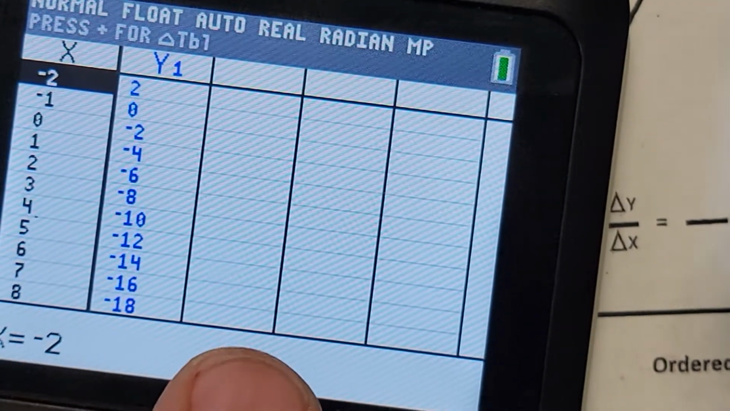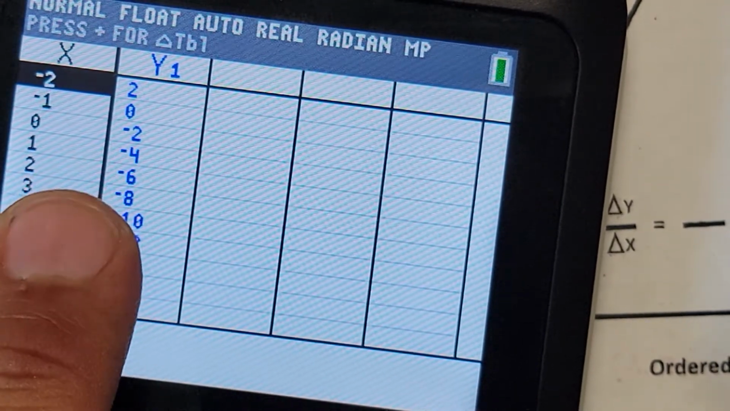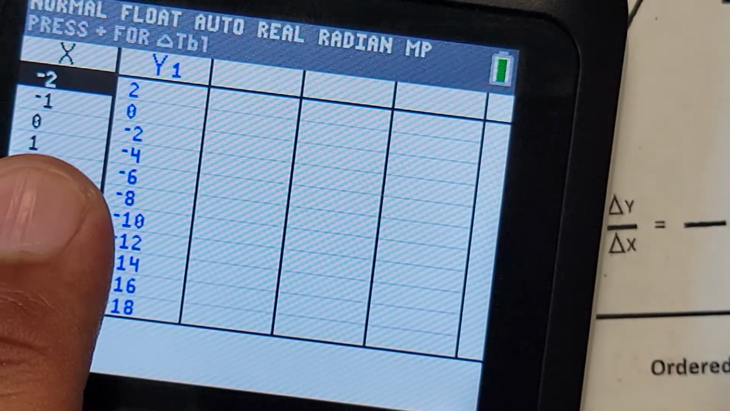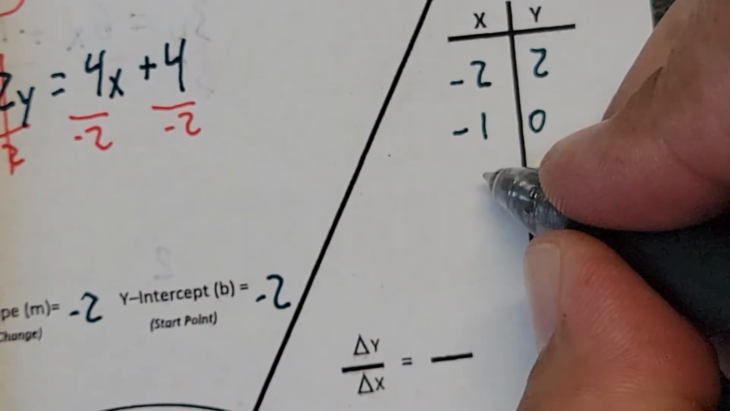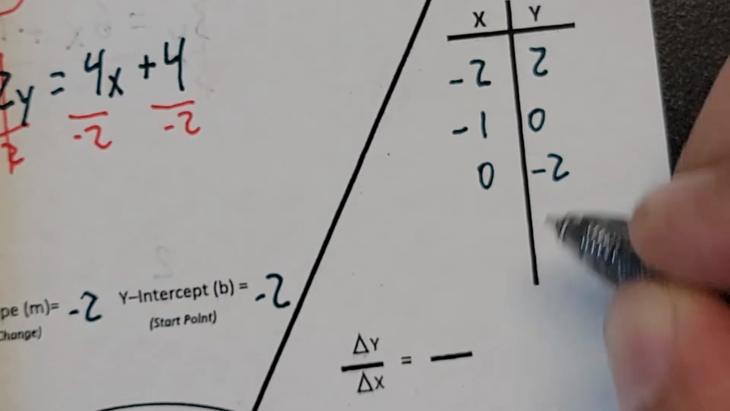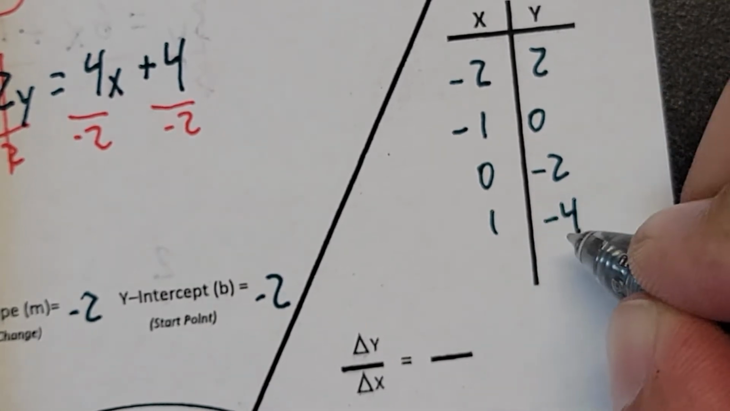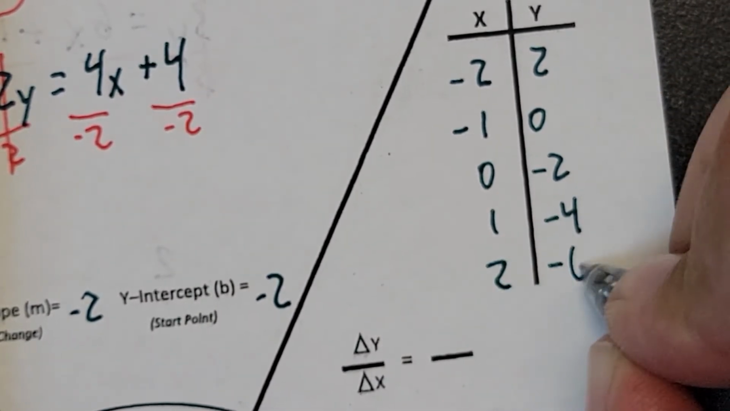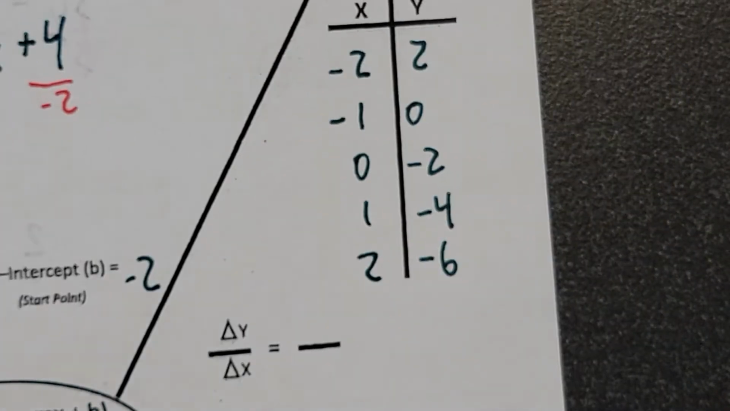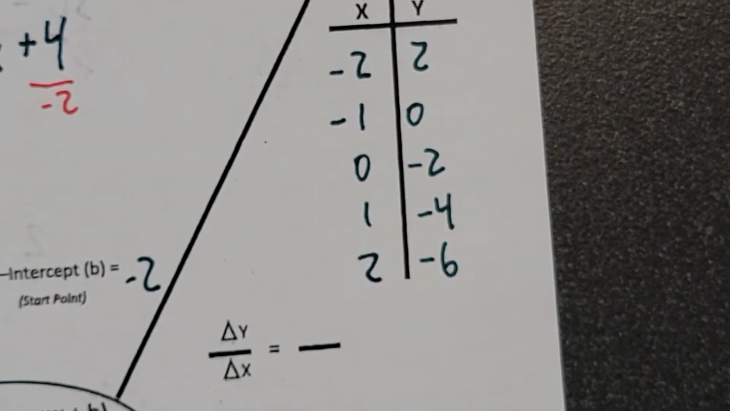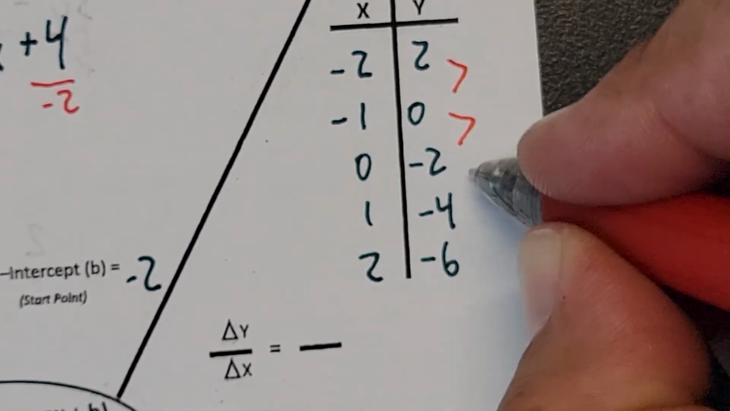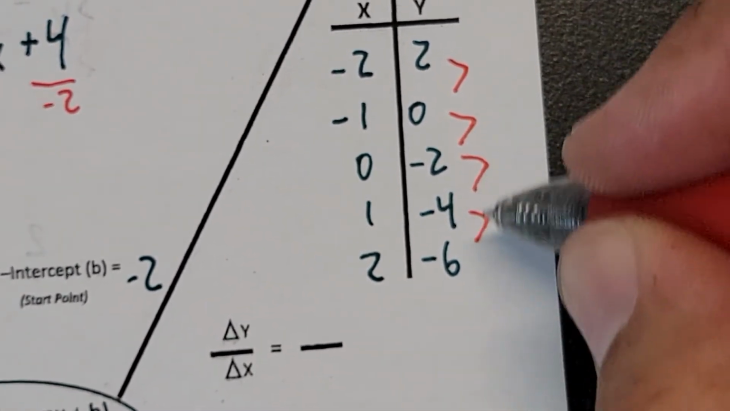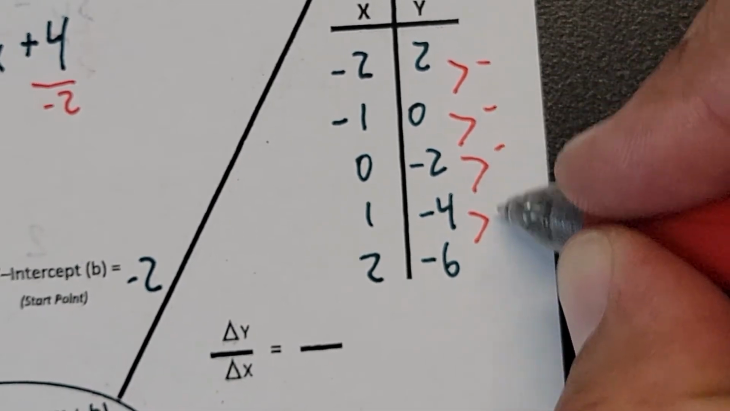So we have -2, 2, -1, 0. Go ahead and write it down. 0, -2, 1, negative 4, 2, negative 6. All right. So see if you can find the pattern, guys. What is the pattern here? All right, they're getting smaller, so I know this is going to be a negative.